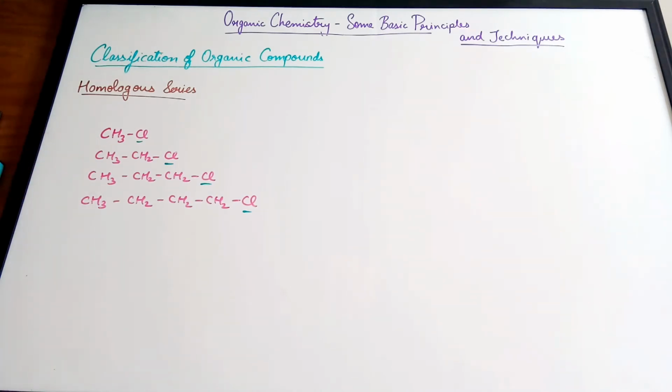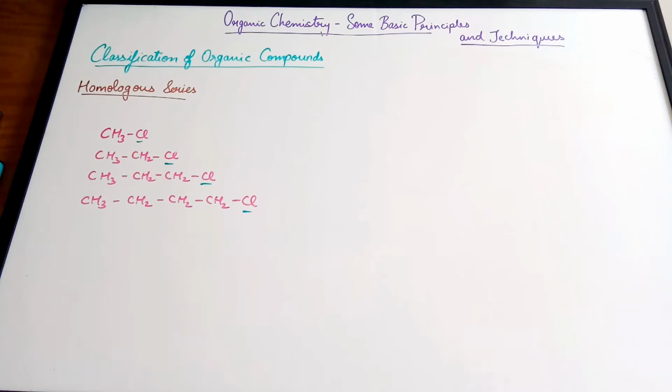Now, there are various characteristic properties of a homologous series. First of all, they can be represented by a general formula. So, all of these compounds can be represented by a general formula. For example, if you remember when we discussed alkanes and alkynes, we talked about CnH2n, CnH2n plus 2, all of that, right? So, similarly, a homologous series can be represented by a general formula.